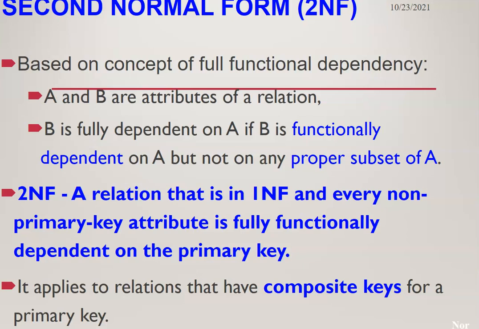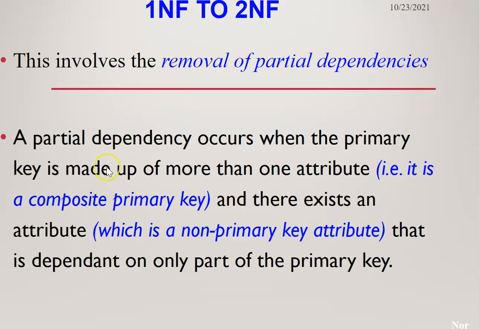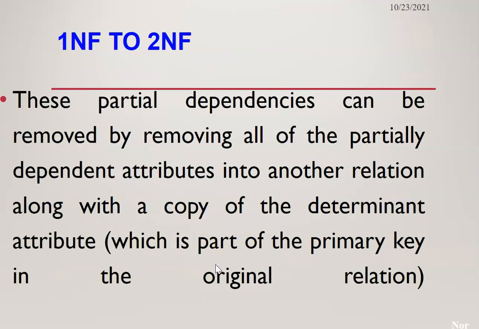Because once you have a composite primary key, you should look out for partial dependencies. Partial dependency means that part of the non-primary key attributes are dependent on part of the primary key. So this involves removal of the partial dependencies. A partial dependency occurs when the primary key is made up of more than one attribute. In other words, you have a composite primary key, and there exist non-primary key attributes that are dependent on only part of the primary key.